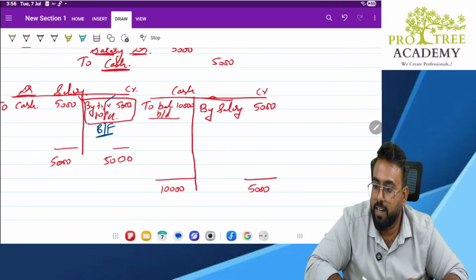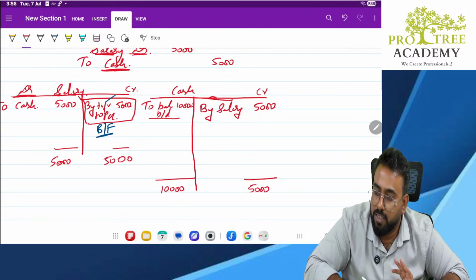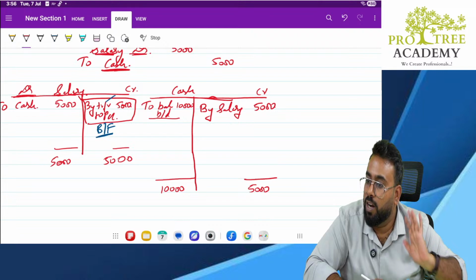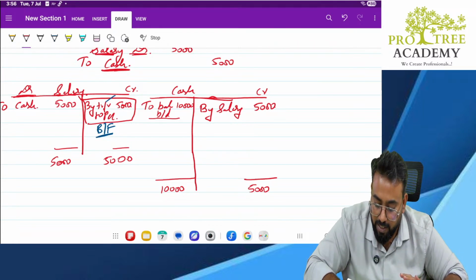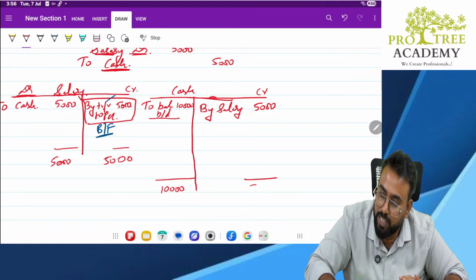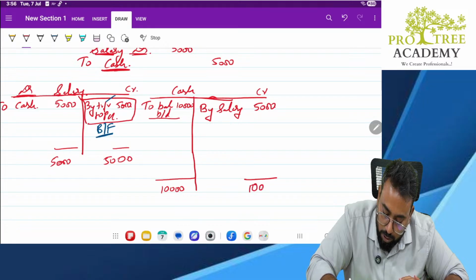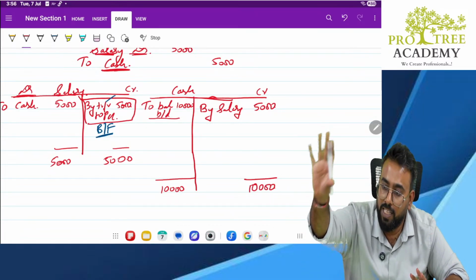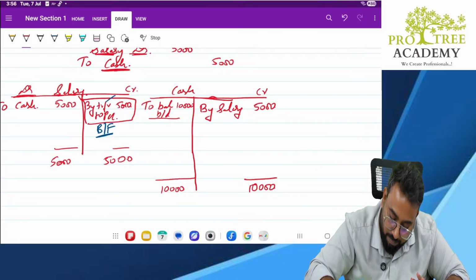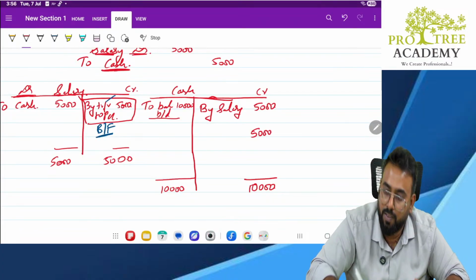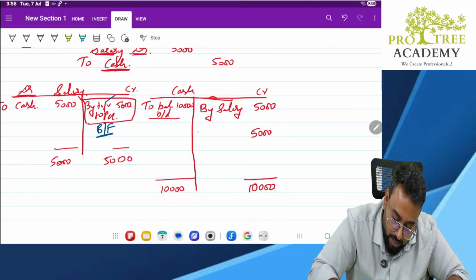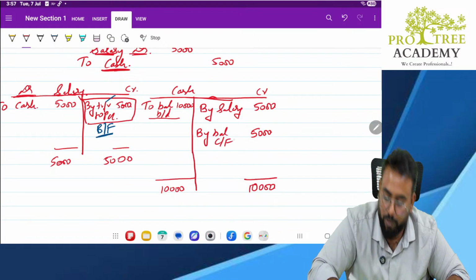Which side total is higher? Debit side total is higher. Correct or no? But how much do we actually need in total? 10,000. But how much are we getting on the credit side? 5,000. So we have to get 10,000 here also. So what to do? A balance should be put in place. That balance is called the balancing figure. Correct? Now this we call "by balance carried forward."